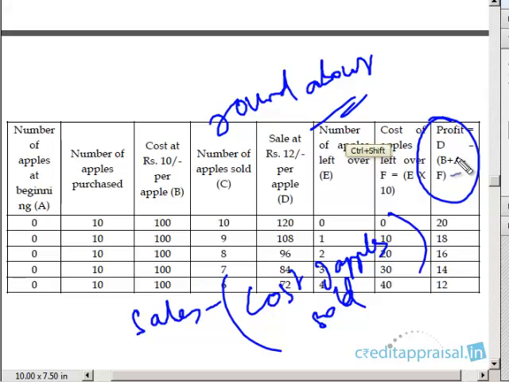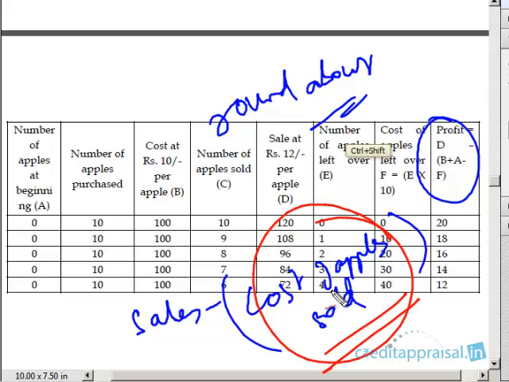The reason is, in the actual P&L account, you will not find this item, cost of apples sold. Sometimes companies do provide this, but if you don't find this item, there should be a way to calculate it. But for these three items, B, A, F, the purchase cost is going to be provided. A and F, that is the opening stock and the closing stock of the material, are available from the balance sheet. So in scenarios where you don't have this figure directly, what is this figure?